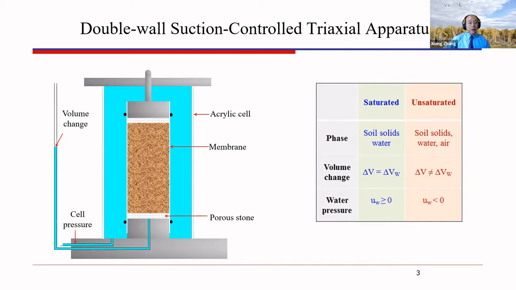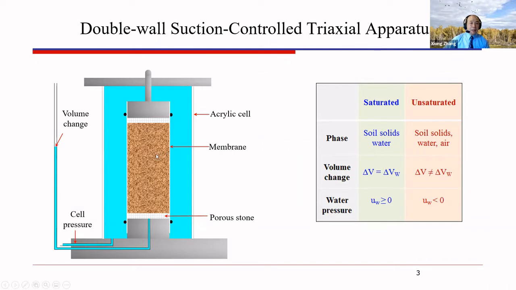But the majority of our infrastructure is actually built on unsaturated soils. For unsaturated soils, there are three phases: soil solids, water, and air. When you apply load to the soil, there is volume change, but there might be no water coming out of the soil. So the volume change of the soil specimen is not equal to the amount of water flowing in or out of the soil. And most importantly, pore pressure is negative. So it poses a great challenge for researchers to investigate the behavior of unsaturated soils.